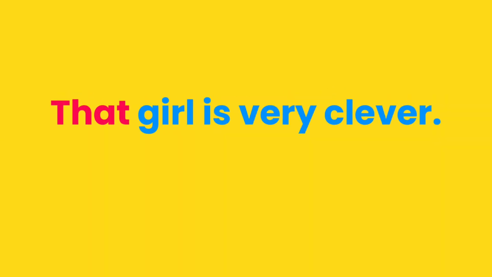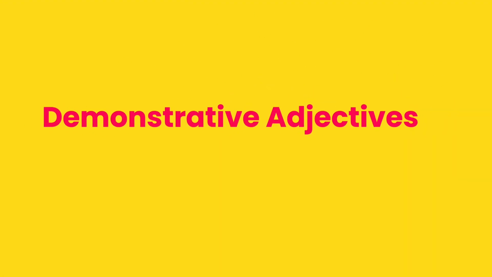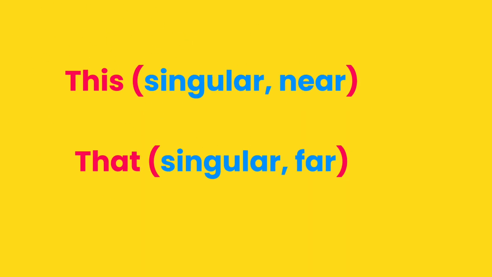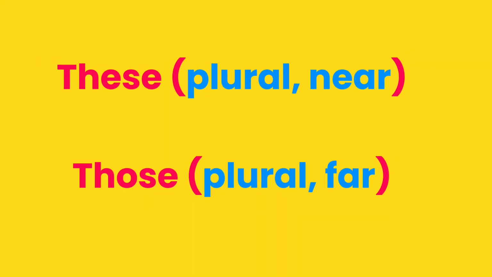He gave me this pen. That girl is very clever. I preferred those plates. Please try to differentiate the difference among the following. This, singular, near. That, singular, far. These, plural, near. Those, plural, far.